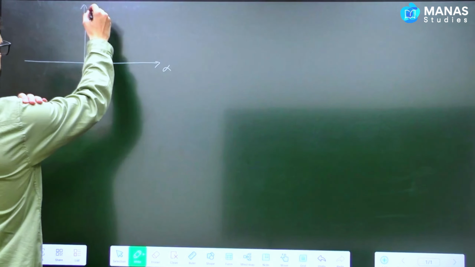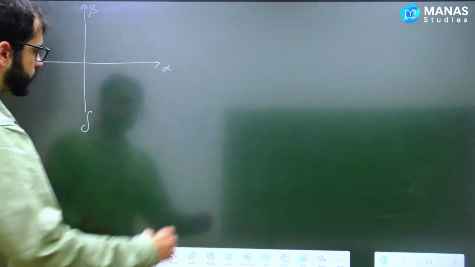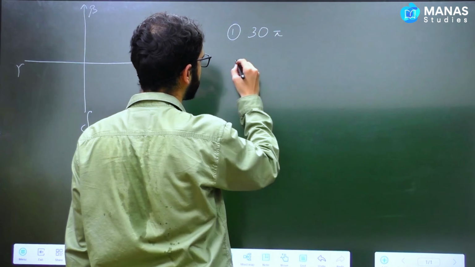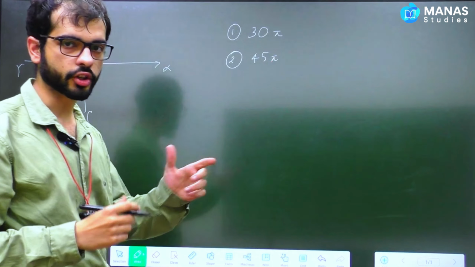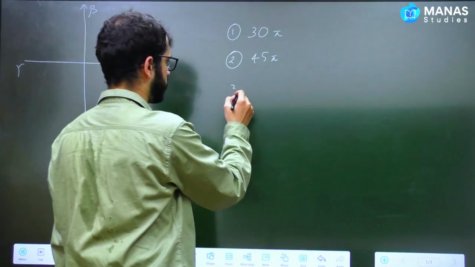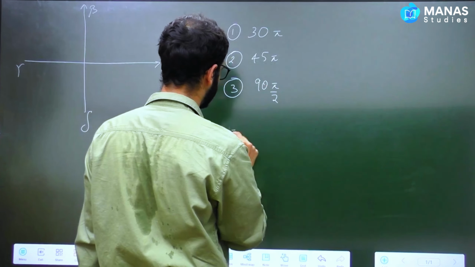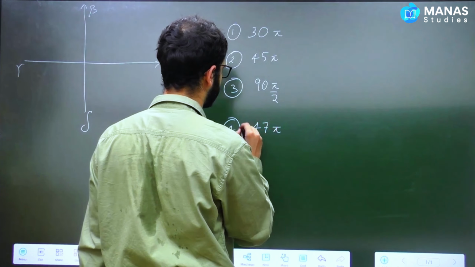If I say this is the coordinate plane, this axis I'm going to name alpha, this axis beta, this gamma, and this delta. Now I'm going to ask you a few questions. Let's say the first one, you have to find 30 pi, the second one you have to find 45 pi. Please try to solve them in your notebook while I jot down the questions. Then I'm going to provide the solution to each one. Third, it's going to be 90 pi upon 2. Then let's take 47 pi with a negative sign.